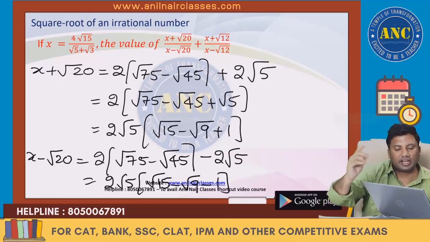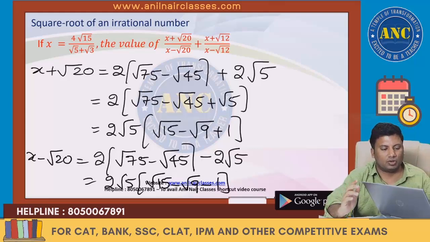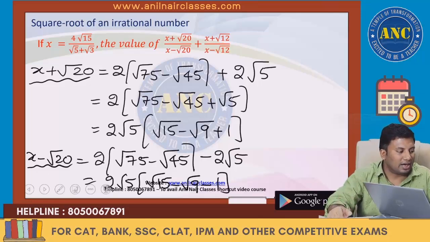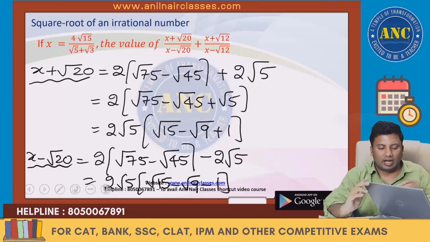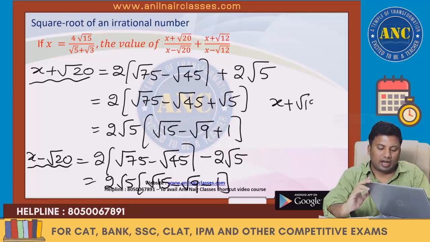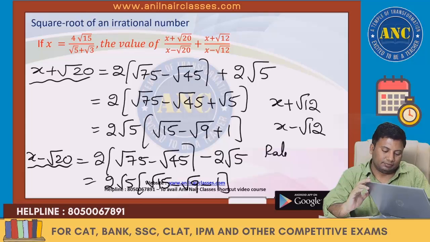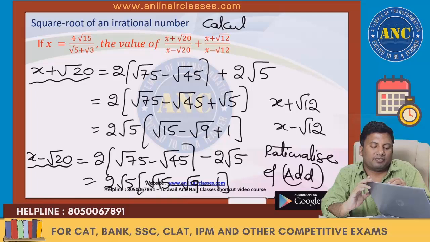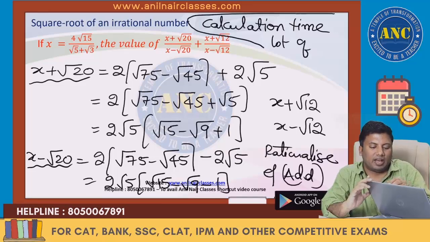Similarly, do it for x plus root 12 and x minus root 12. I hope this one is clear and this one is clear. Next, similarly do x plus root 12 and x minus root 12. Then rationalize it, then add it. Calculation intensive problem. This problem, I will never do it in the first innings because it requires a lot of calculation time. Any question which takes a lot of calculation time.